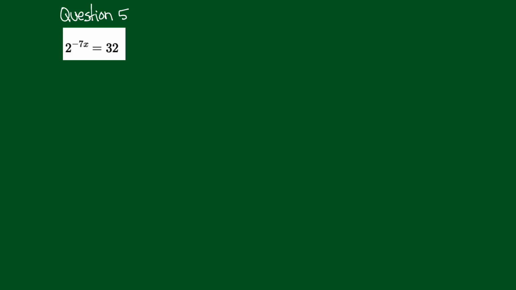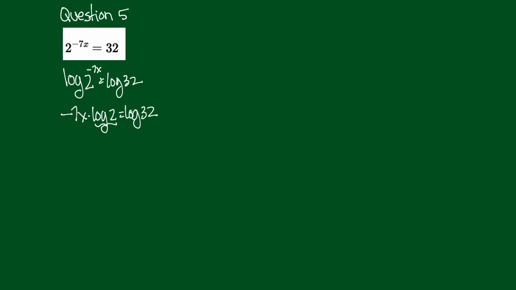Question 5, let's solve this exponential equation. The variable's in the exponent, so let's take logs. So we'll have the log of 2 to the negative 7x equal to the log of 32. Let's bring this negative 7x down in front as a multiplier. Negative 7x times the log of 2 equals the log of 32.